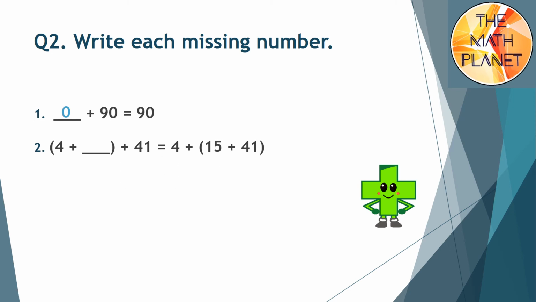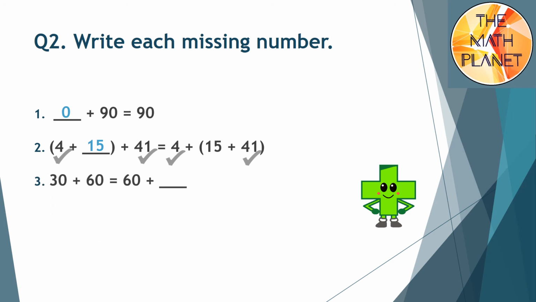Question number 2. We have 3 addends on the left side of the equal sign and 3 addends on the right side of the equal sign. Let's check which addend is missing. We have 4 on the left side and 4 on the right side. We have 41 on the right side and 41 on the left side. So the missing number must be 15, and this is the associative property.